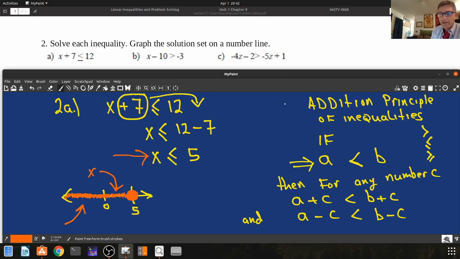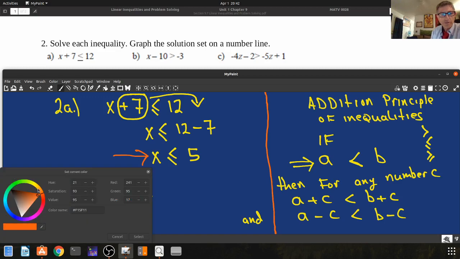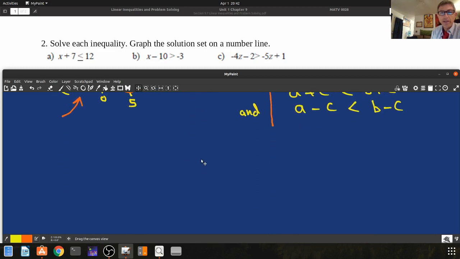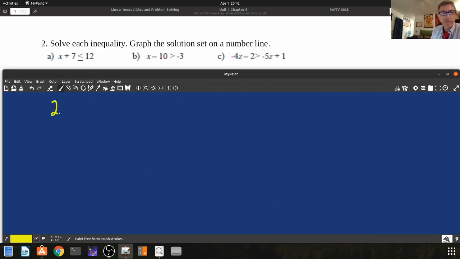Okay, I kind of want to leave maybe this over here. I don't know if it's needed or not. You probably have had time to digest it. Literally, we've been using this exact same property for solving equations repeatedly, and we're going to just use it again quite liberally in solving these linear inequalities. So now let's do 2b.